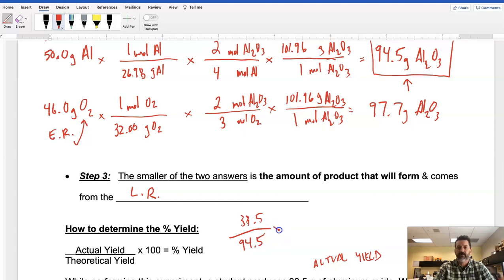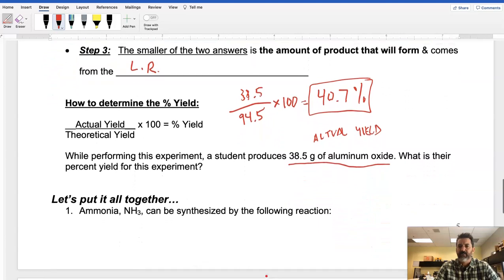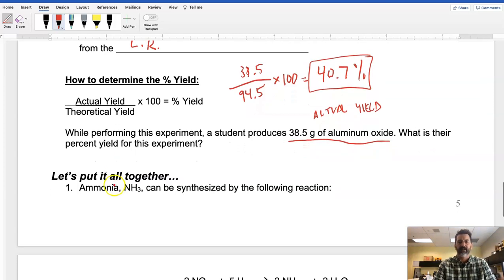Wow, this was really far off. This was a pretty bad percent yield. Anything 90% or above is good. This comes out to be 40.7% yield. Not very good, but it can happen. All right, so that's all the different steps. Now, putting this all together, this should have started on the next page. It's kind of weird, but what you guys are going to do for homework is number 1 on the next page, which is kind of putting all of this together.